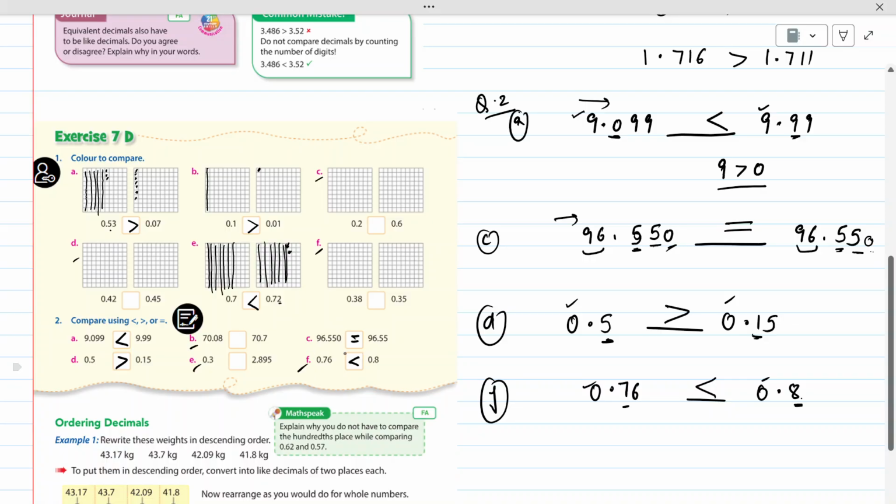So in the next class, we are going to do the ordering of decimals. Kids, ordering means arranging the decimal numbers into ascending or descending order. And since today we have learned how to compare them, we can directly move to exercise 7E, and learn how to do the ascending and descending order for decimal numbers.